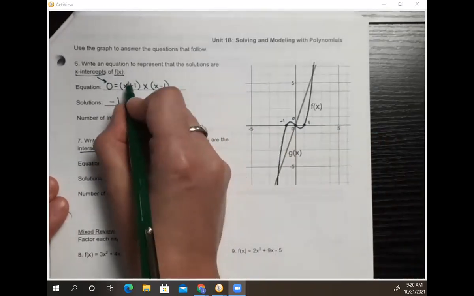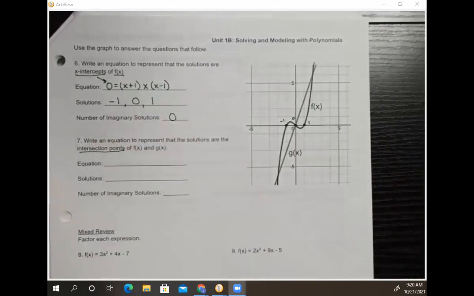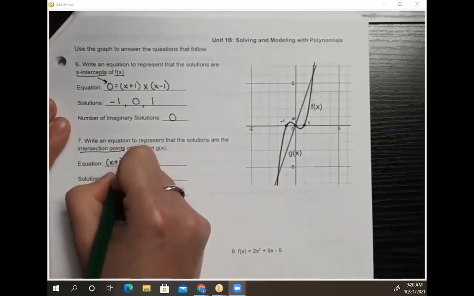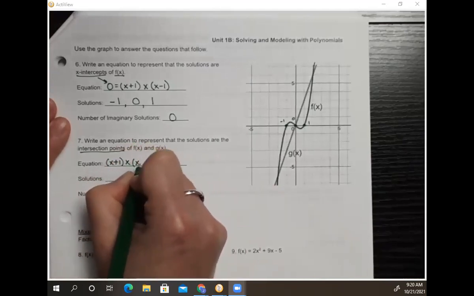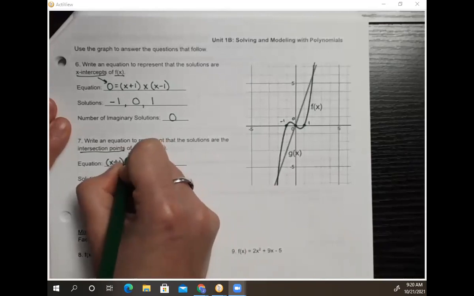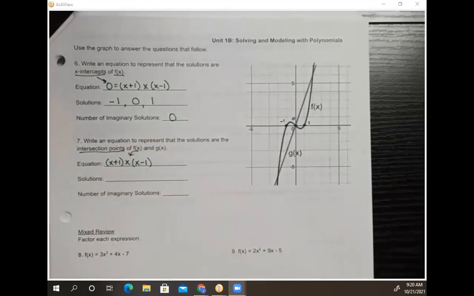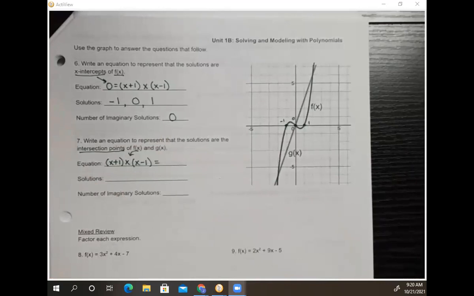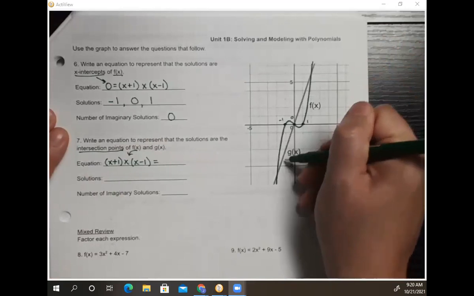I have an equation for f of x already, so I'm just going to use that. There's no need to reinvent the wheel here. I already wrote an equation for f of x in factored form, so I'm just going to recopy that down here. So x plus 1 times x minus 1. That's my f of x portion. And now I want to set it equal to something that represents g of x. So g of x is my line here.